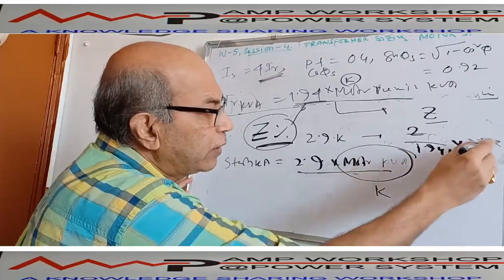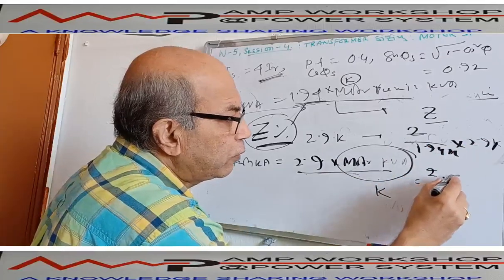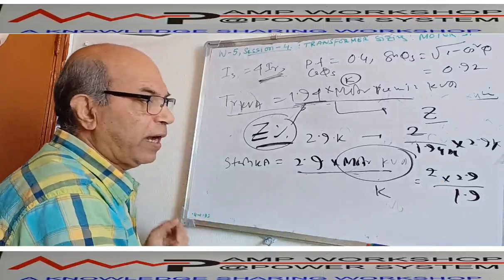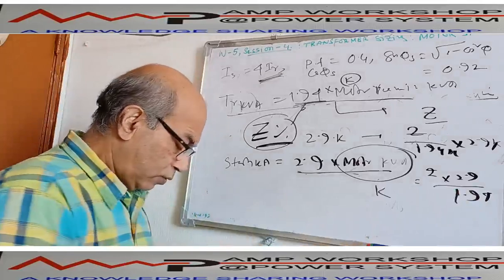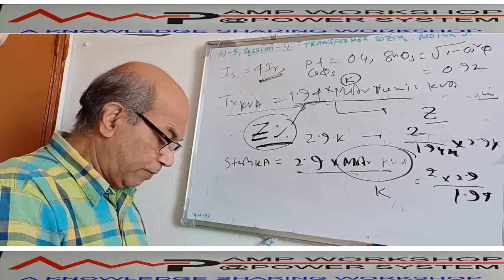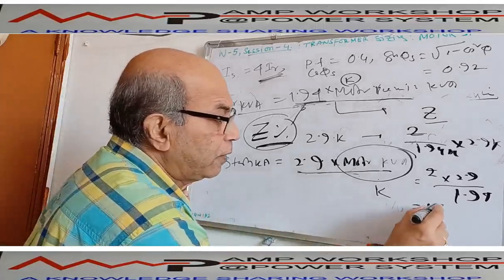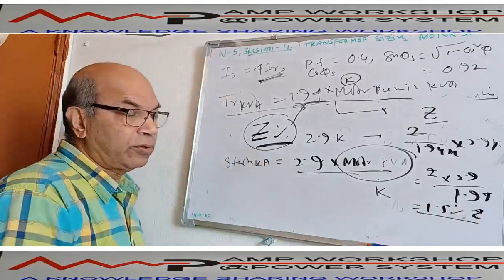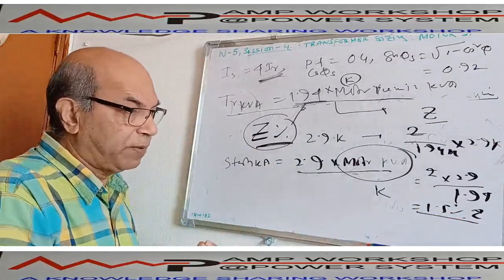So if you calculate this, K cancels, this is equal to 2.9 by 1.9 into Z. So if you calculate 2.9 divided by 1.94, it is coming to 1.5% Z. So during starting of the motor, what is happening? The voltage drop is 1.5, 150%.